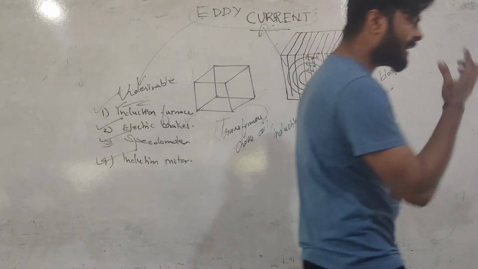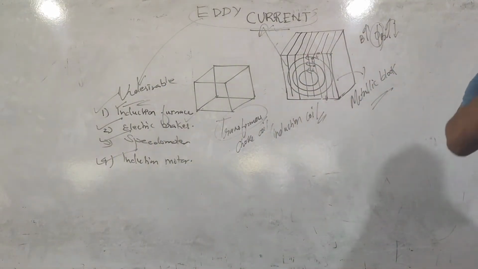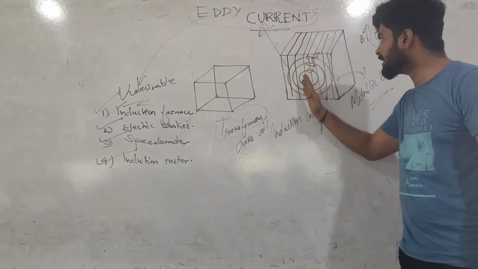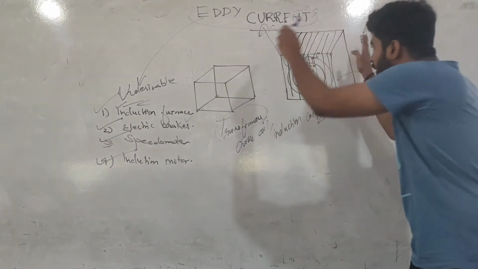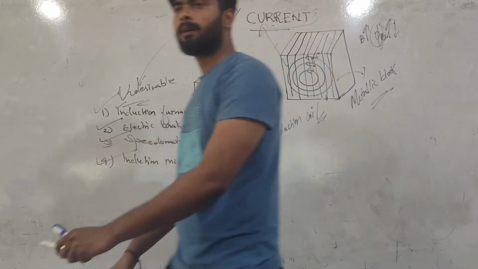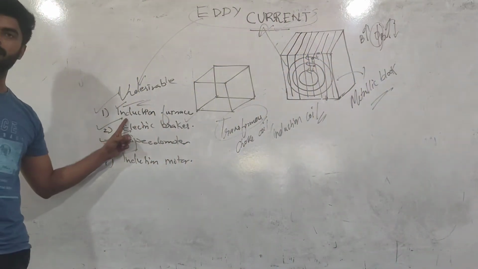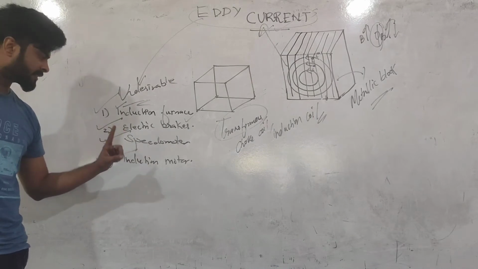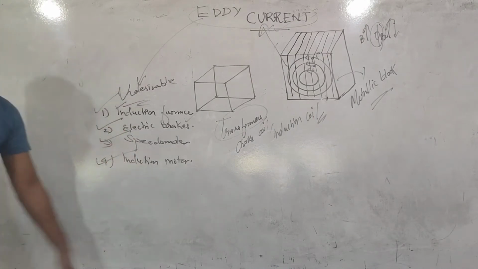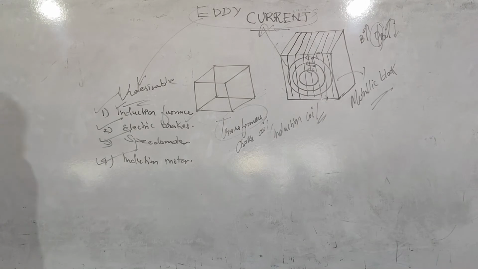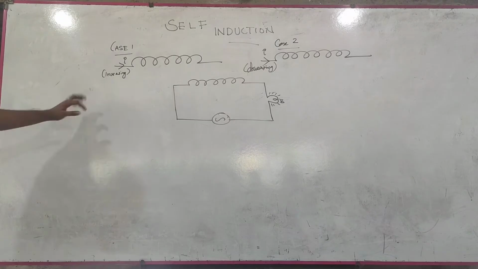You can decrease eddy current by increasing the resistance. For that, you use laminated thin sheets of metal rather than using a whole metallic block. Now, where can you find the applications of eddy current? You can find the application in induction furnace, in electric brakes, speedometer. Fine. So, the next topic is self-induction.